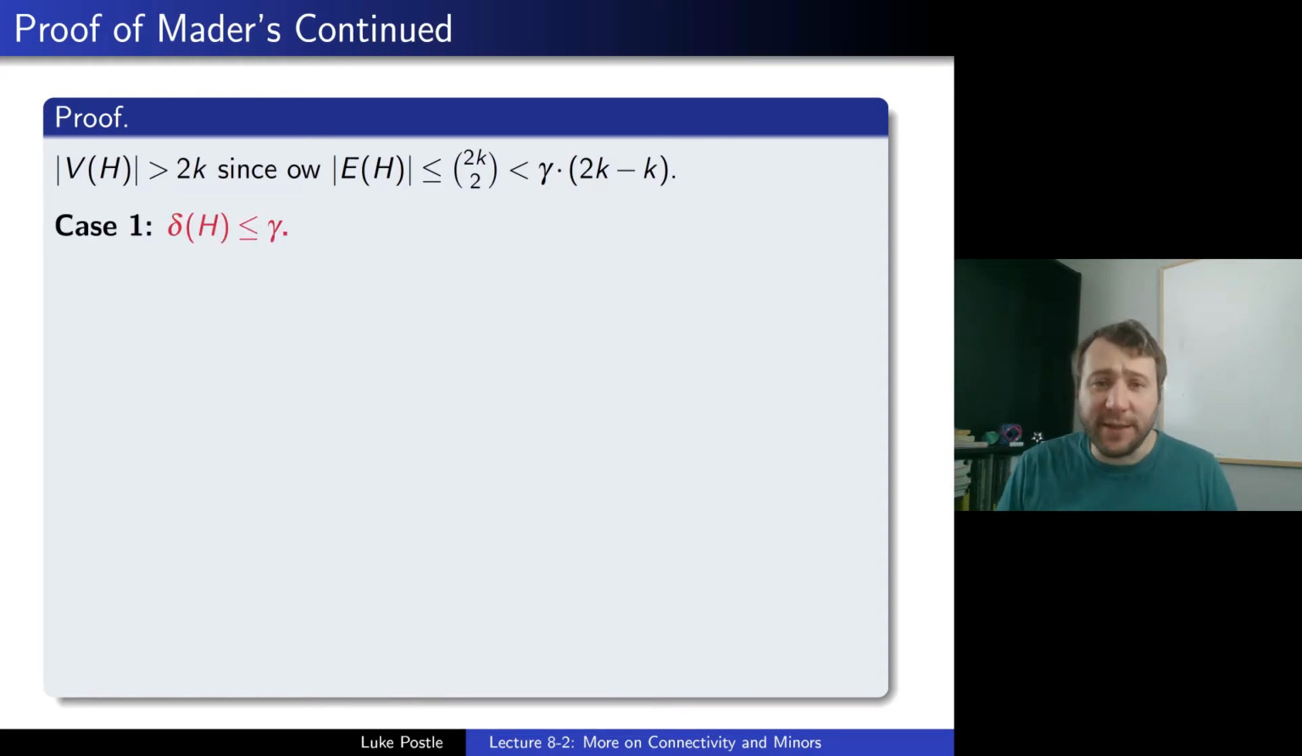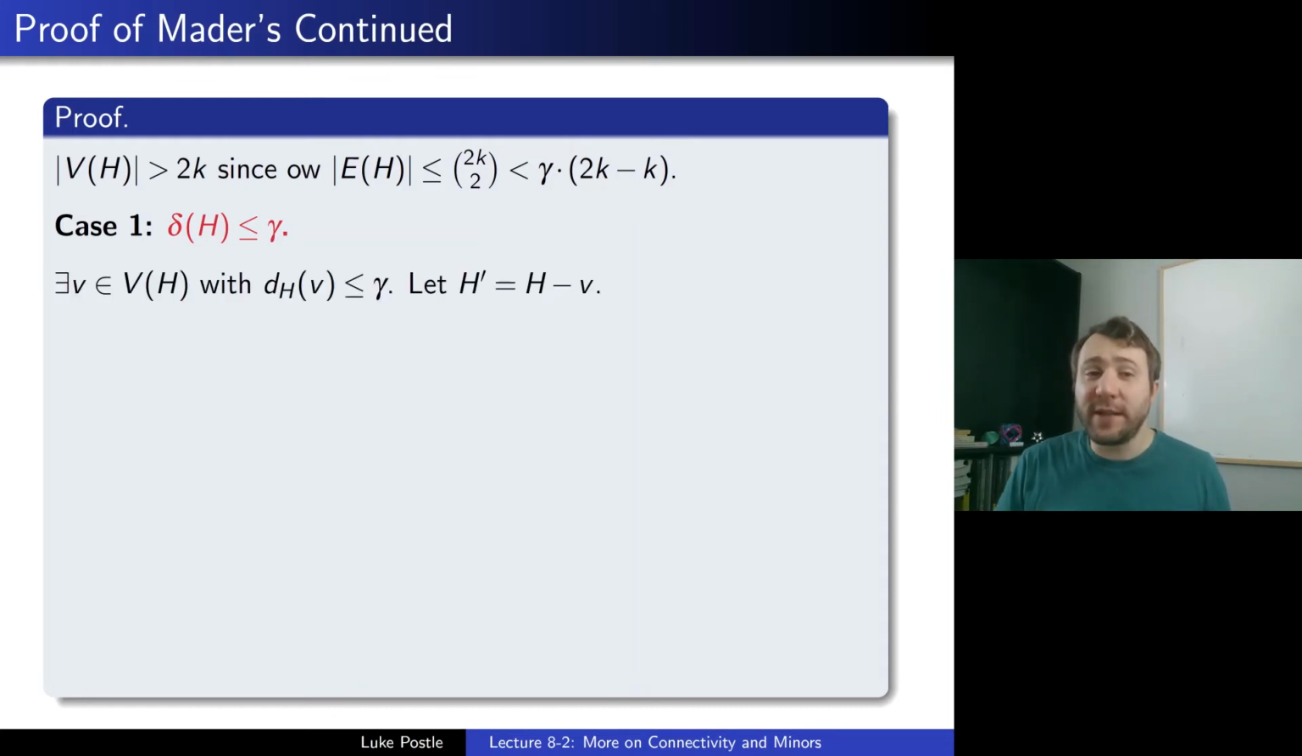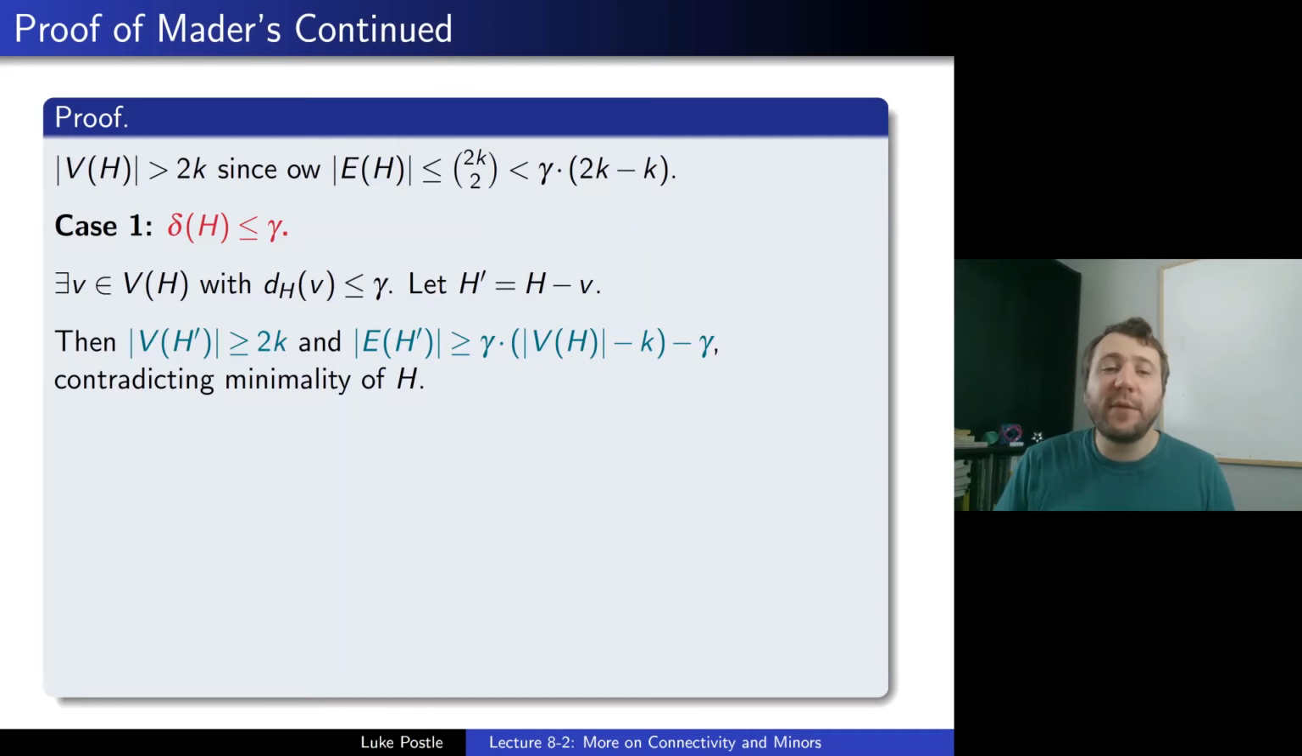So we'll split into two cases. Case 1, the minimum degree is at most gamma. Then you take a vertex, let's call it v in V of H, where the degree is at most gamma. Such a vertex exists. You delete it to form a new H prime. So we let H prime be H minus v. Then V of H prime is at least 2k, so here's where we're using the fact that V of H was strictly greater than 2k. And E of H prime is going to be strictly greater than gamma times V of H minus k minus gamma, so we'll still get a contradiction to the minimality of H there.